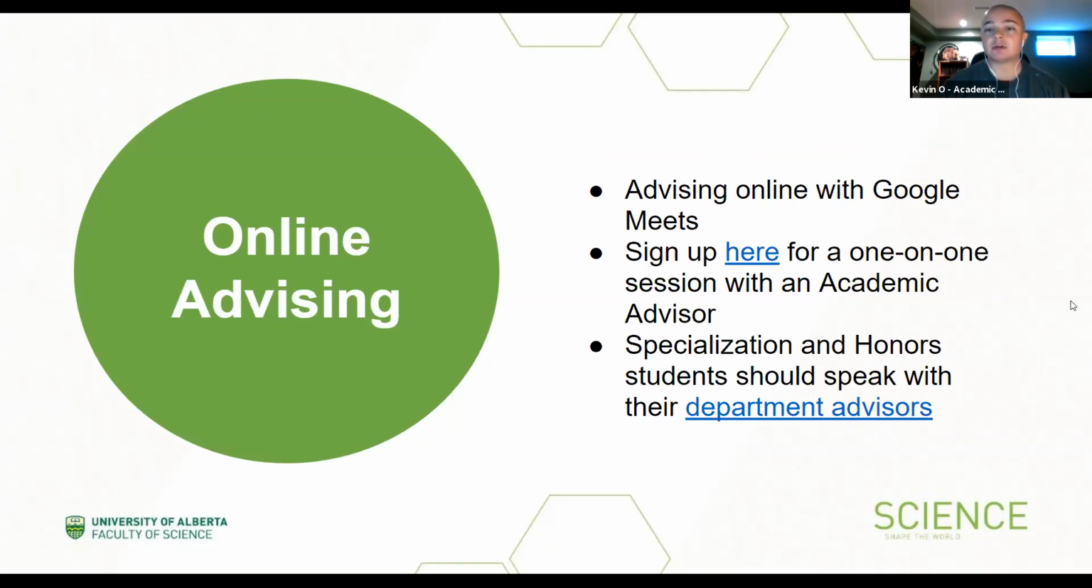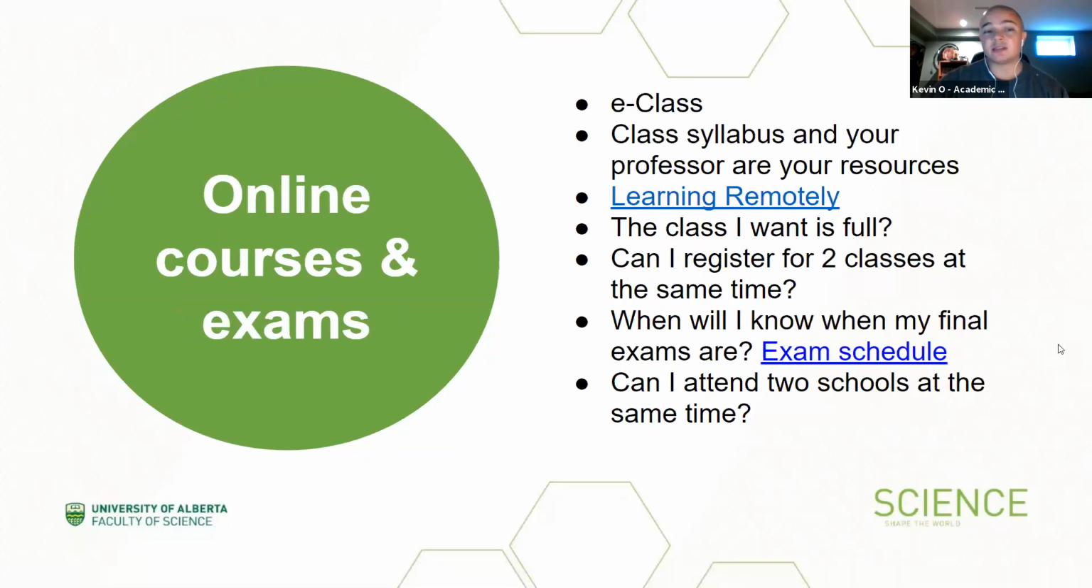Now, typically in Student Services we advise students that are in the BSc General program, or the general program with a business minor, or the combined science and education degrees. We can offer general advising as well for students in specialization and honors, but typically we advise students in those programs to go and speak with their department advisors. And as you can see, there's a link for that contact sheet as well. You can just email your department advisor and they will connect with you however they're able to, whether it's online or through phone call, to be able to help you.